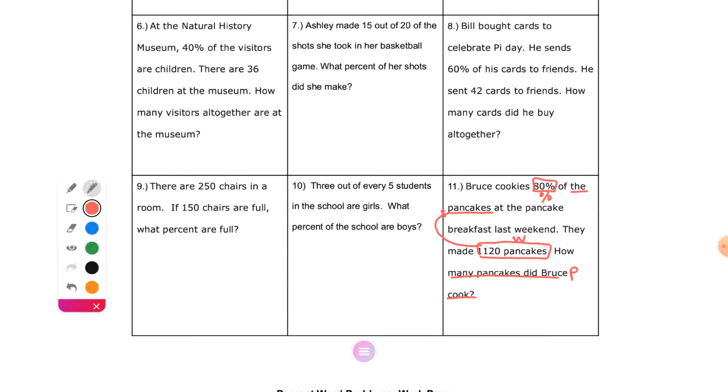Who can put that into my phrase? Ellie. 80% of 1,120 equals part. Is part. Yep, is P. This is probably the hardest part of percent problems, is getting them to make sense. Deciding, is it giving me my part or is it giving me my whole?